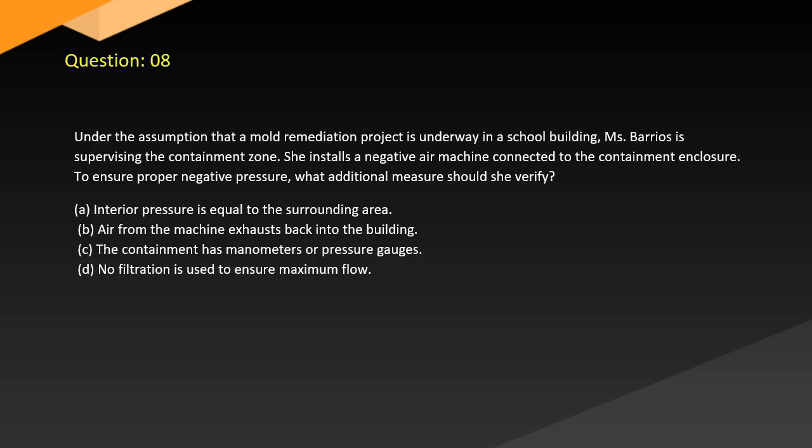Question 8. Under the assumption that a mold remediation project is underway in a school building, Barrios is supervising the containment zone. She installs a negative air machine connected to the containment enclosure to ensure proper negative pressure. What additional measure should she verify? A. Interior pressure is equal to the surrounding area. B. Air from the machine exhausts back into the building. C. The containment has manometers or pressure gauges. D. No filtration is used to ensure maximum flow.